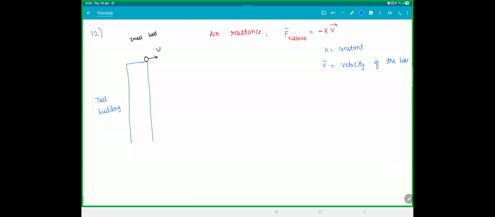Just to give you the context, if the ball is going like this, at some point it will have a velocity v bar. The viscous force is opposite to this velocity. Gravity is present, mg is anyway there. So there are two forces now: mg and the viscous force. First question: find velocity as a function of time t.